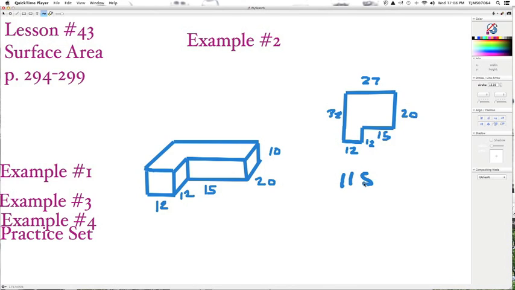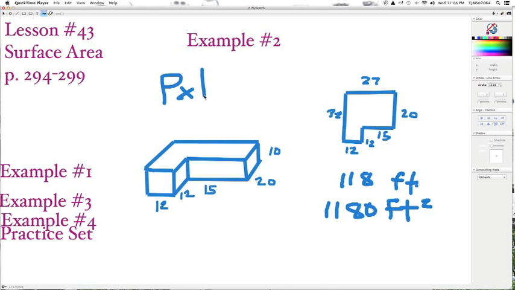That's the perimeter of the top of this shape. Now, if we multiply it by the height, which is 10, we have 1,180 feet squared. Okay? And that's the shortcut for lateral surface area. So again, the shortcut for lateral surface area, find the perimeter, multiply it by the height.